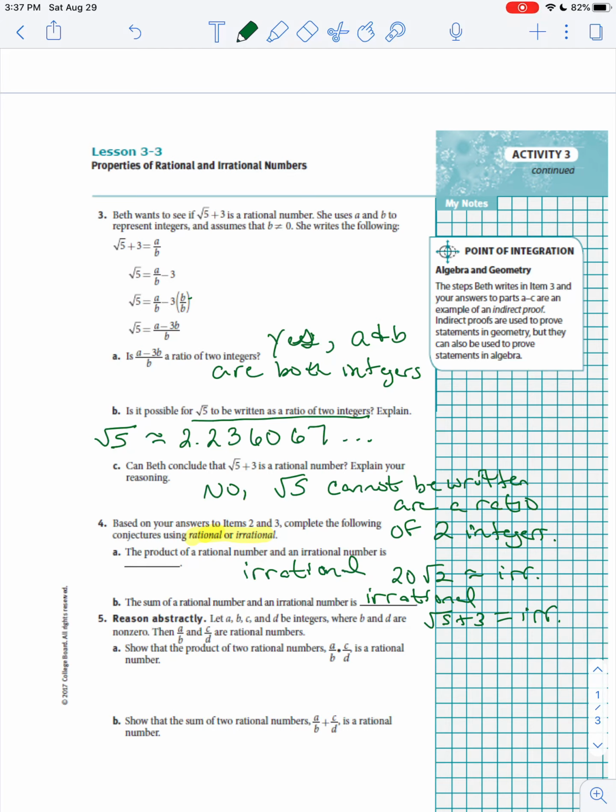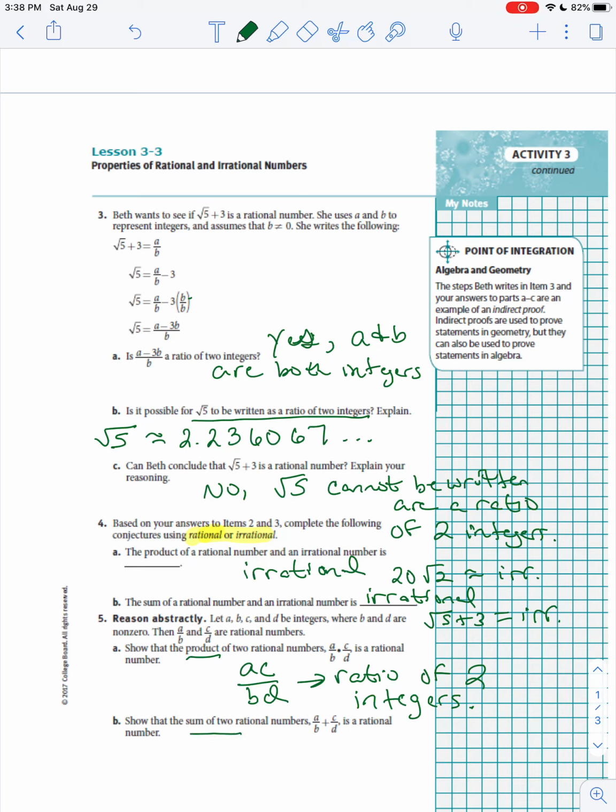All right, let's look at number 5. Let A, B, C, and D be integers where B and D are non-zero. Okay, it says show that the product of two rational numbers will also be rational. Okay, so if I have A over B times C over D, that's going to give me AC over BD. Okay, that's the ratio of two integers. That's what we need to get rational. Okay, that's the product. Let's see if that works also with the sum.